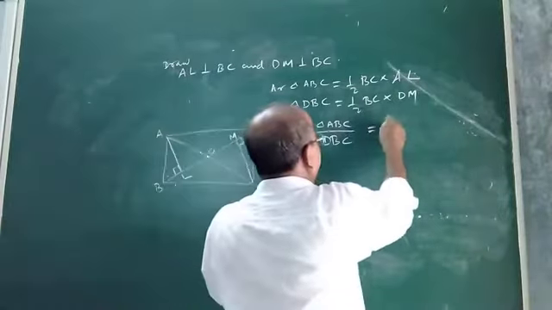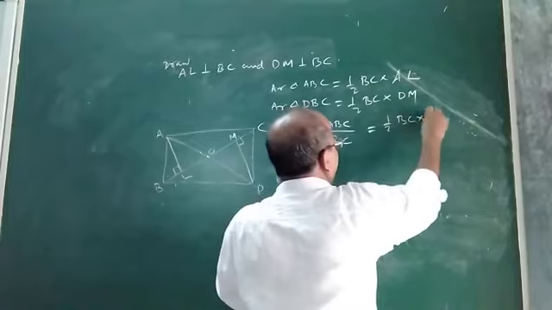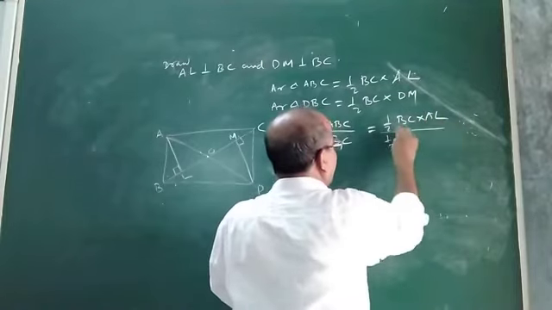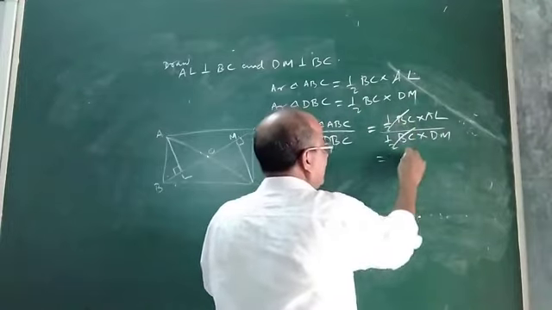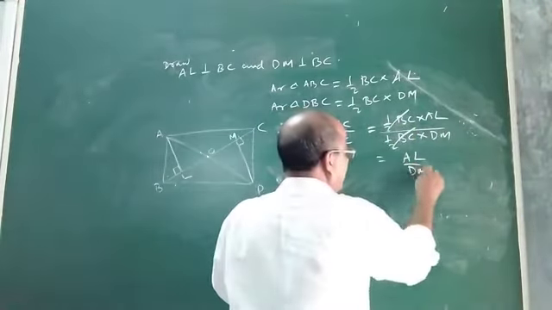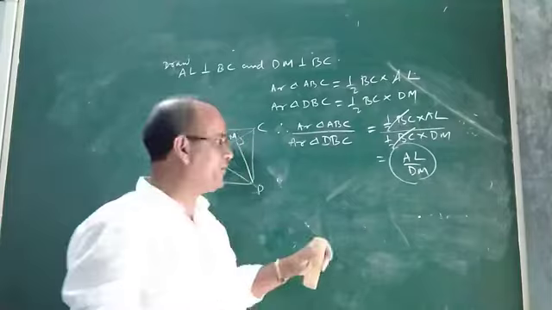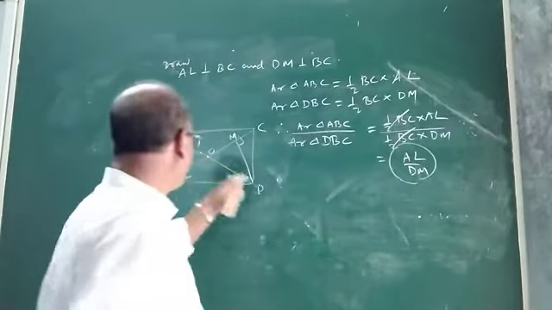Now let us divide them. So half BC into AL divided by half BC into DM. Now half BC cancels. It is AL by DM. But what do we want to prove? We want to prove that it is equal to AO by DO.